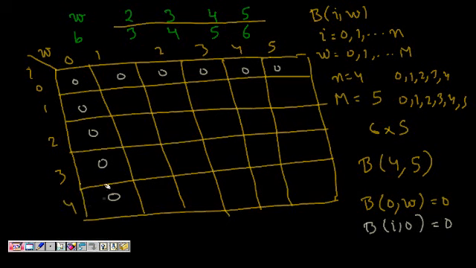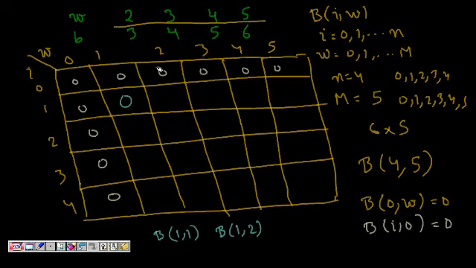Now we see what is B1 comma 1. B1 comma 1 means I am taking the first item, and the maximum weight should be only 1. Because the first item's weight is greater than 1, here also it will be 0. So B1 comma 2.